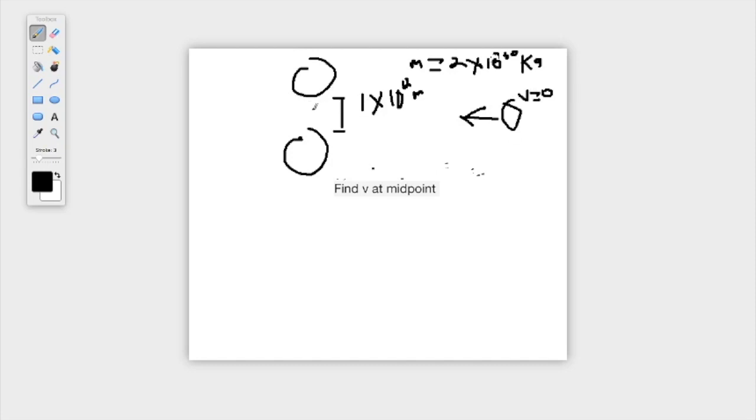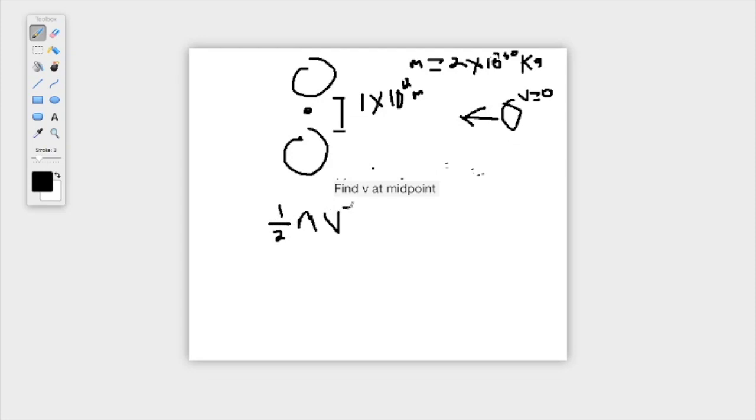So what we're trying to find is the velocity at the midpoint between the planets. Because it is not an orbit, we cannot use centrifugal force, but we can describe its change in energy using conservation of energy. So we know that the total energy is going to have to equal 0.